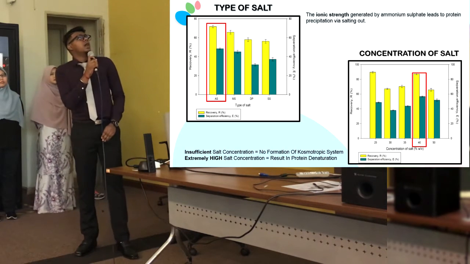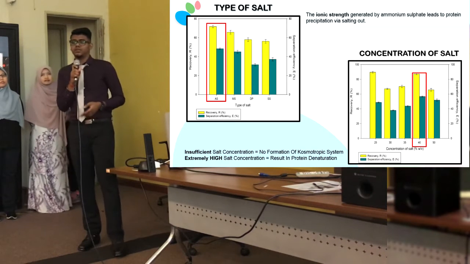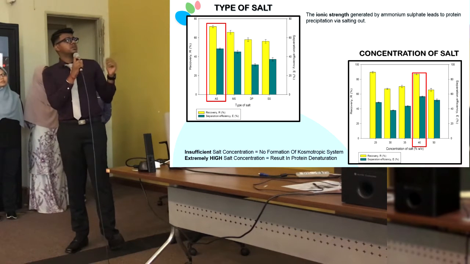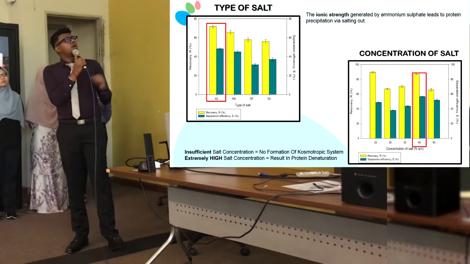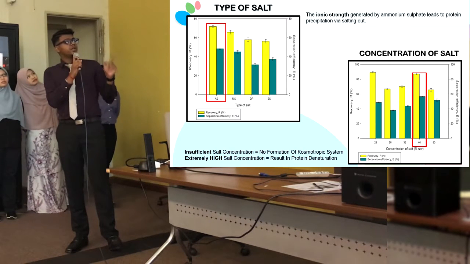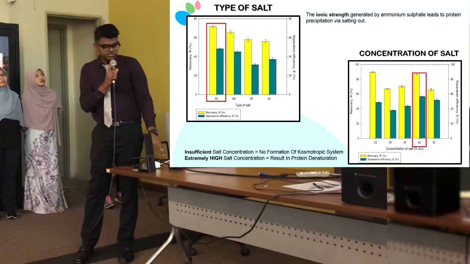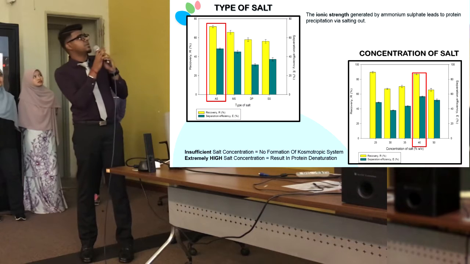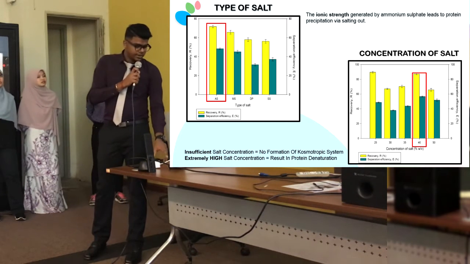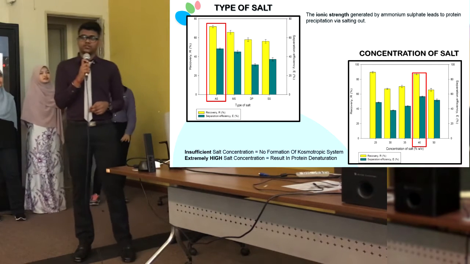For the type of salt, in this study 4 different types of salt were studied to find their suitability with t-butanol. The salts studied were ammonium sulfate, magnesium sulfate, dipotassium hydrogen phosphate, and sodium sulfate. Ammonium sulfate achieved the highest recovery and efficiency, and the principle behind ammonium sulfate is that the ionic strength generated by it leads to protein precipitation via salting out.